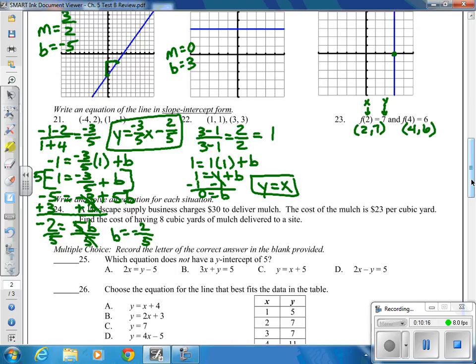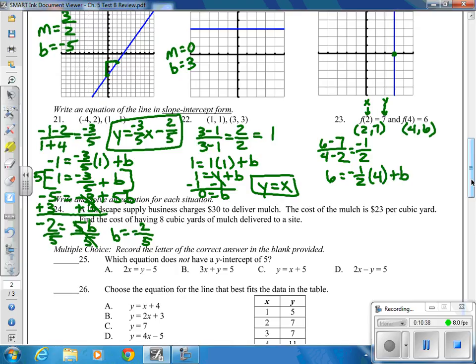Find the slope just like normal. So we have 6 minus 7 over 4 minus 2. 6 minus 7 is negative 1. 4 minus 2 is 2. So my slope is negative 1/2. Pick one of the ordered pairs, and since I'm dealing with 1/2, I'm going to use 4, 6, just because I know 1/2 goes into those numbers nicely. So 6 equals negative 1/2 times 4 plus b.